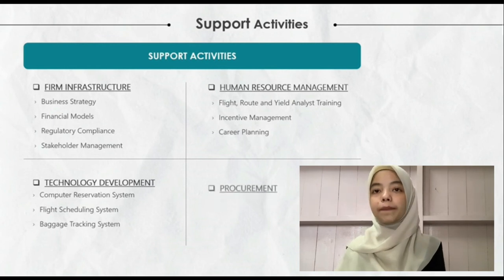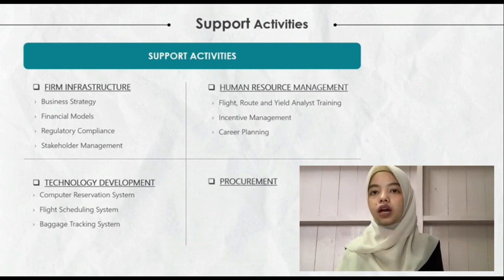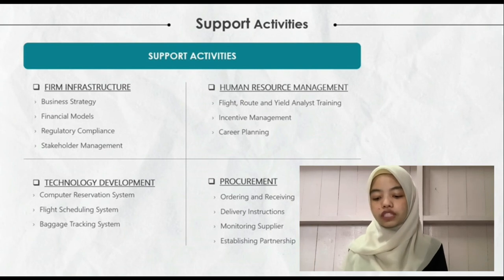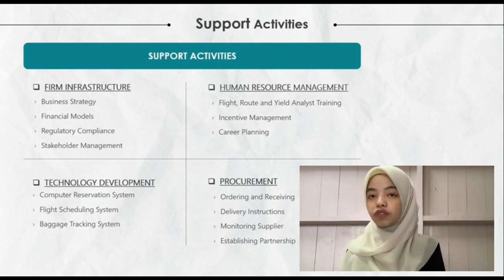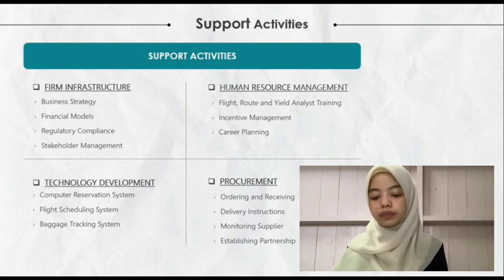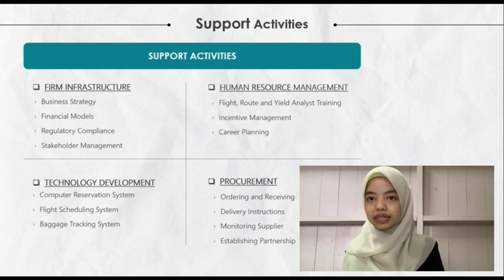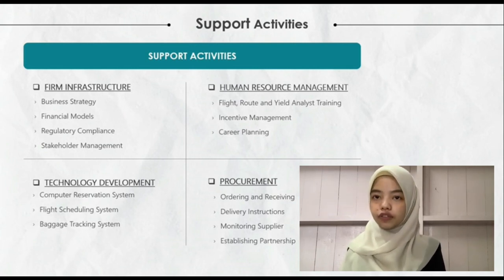Lastly is procurement. For ordering and receiving, e-procurement requisition is built in order for ordering and receiving delivery instructions, specification and branding. And lastly is monitoring suppliers. AirAsia ensures that suppliers consistently meet all the quality, cost and delivery commitments.